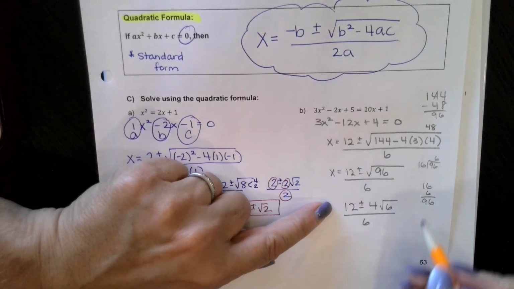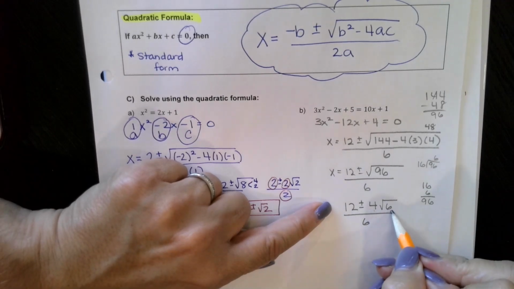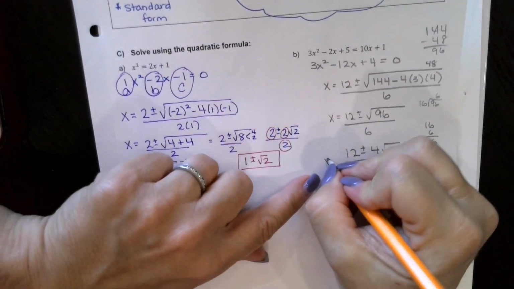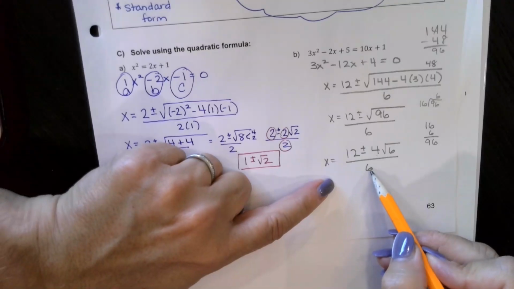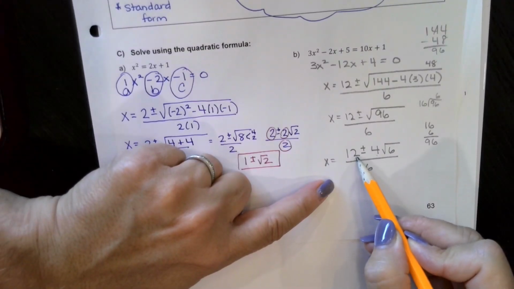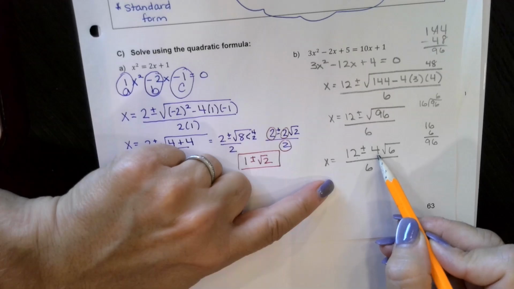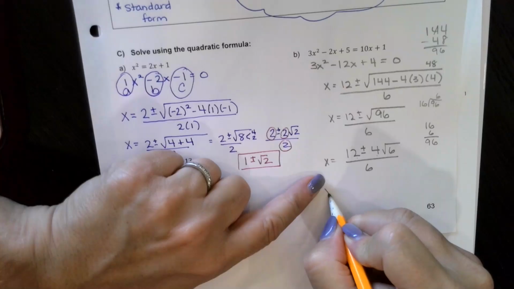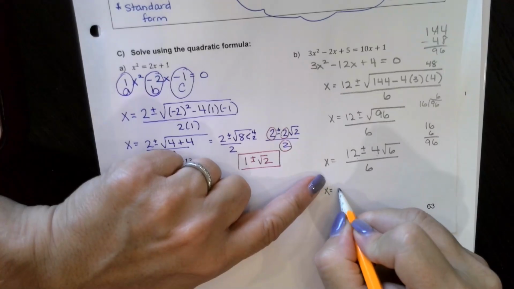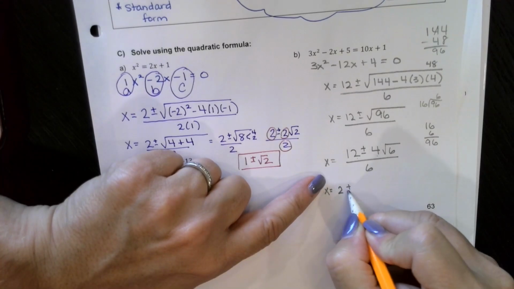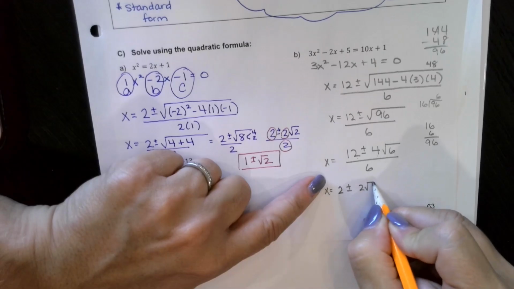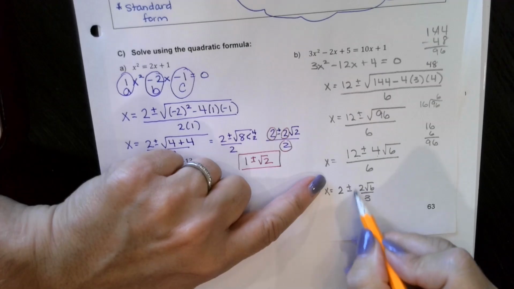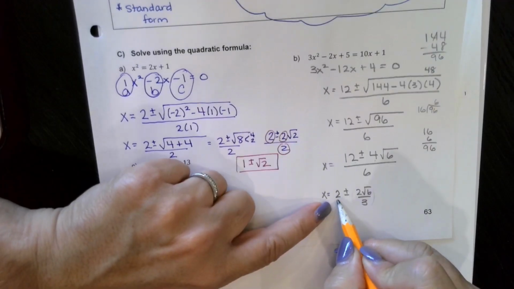So I pull the 16 out. This is where the 4 is. 6 is left. Now, I can reduce this, and this is still x equals. I can reduce this. 6 goes into 12. 6 goes into, or 4 and 6 can reduce. I'm going to write this 2 different ways. So this is one option. I can say 2 plus or minus 2 square root of 6 over 3. Super important: this stayed a fraction.